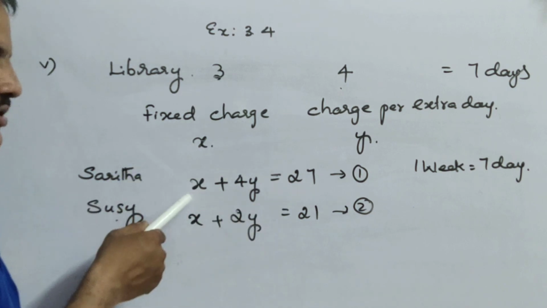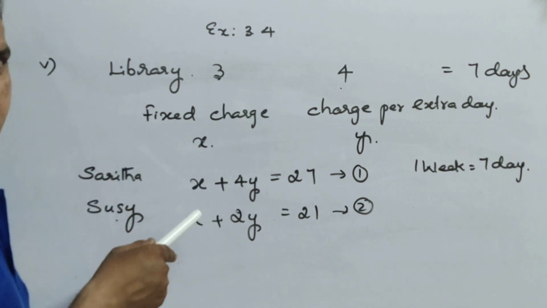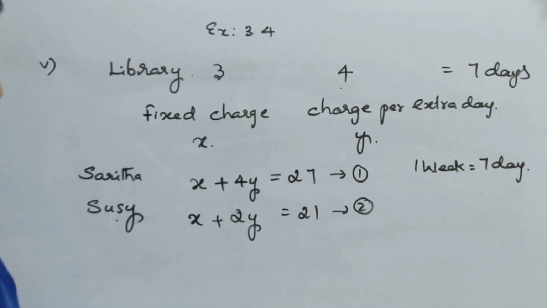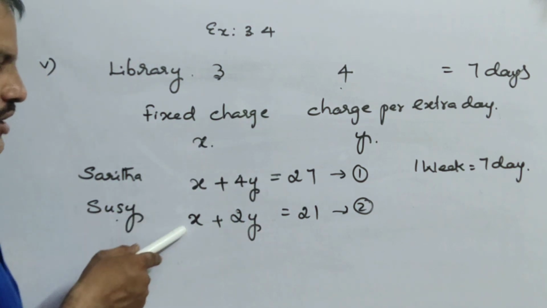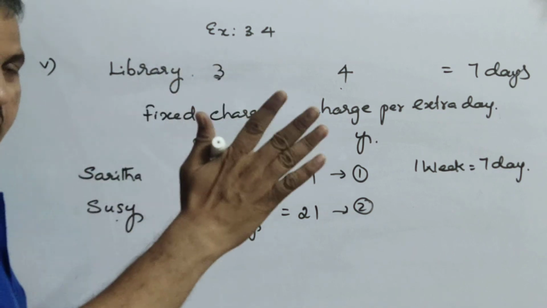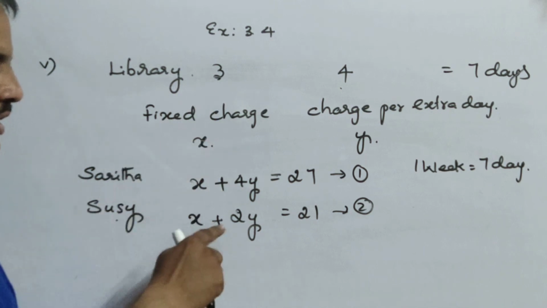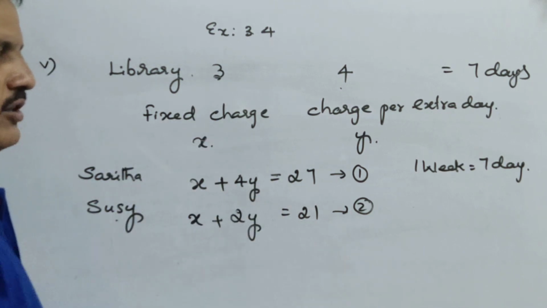So fixed charge X. She kept the book for 4 days extra. Out of 7 days, she kept 4 days extra, so 4 into Y. Coming to Susay, fixed charge X, but she kept the book for 5 days only. Until 3 days I pay the fixed charge, and for the remaining 2 days, 2Y. So X plus 2Y equals 21.